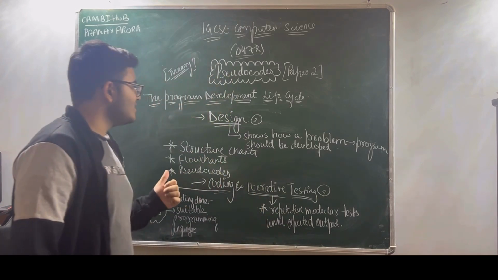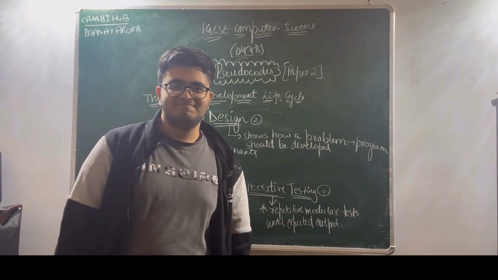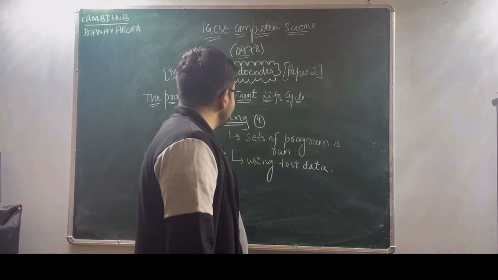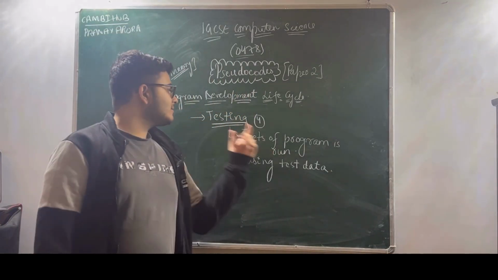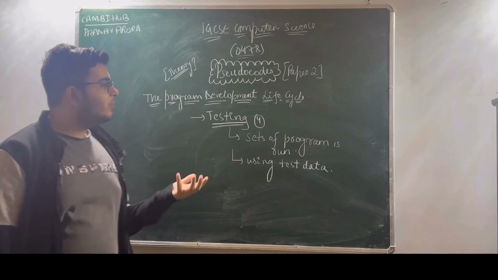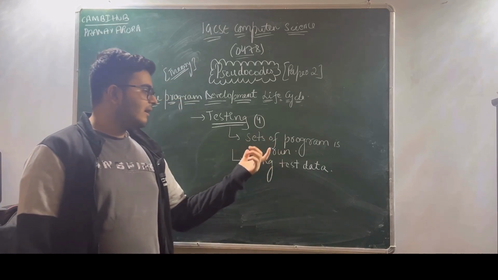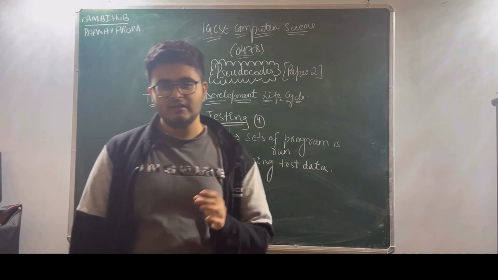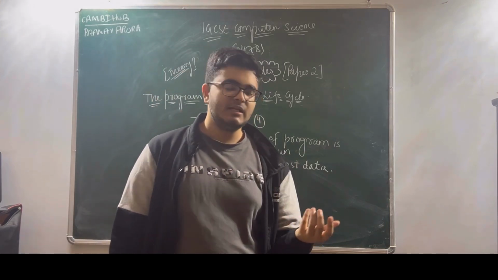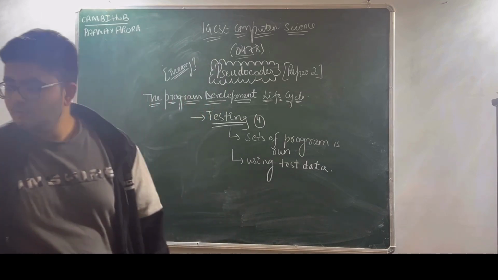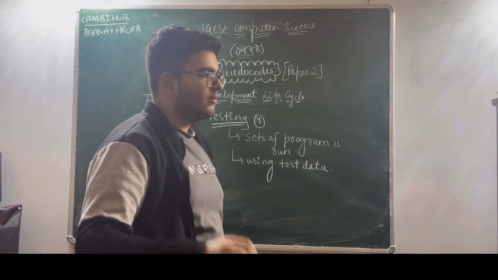Let's move on to the last stage, which is testing. Now, the last stage of the program development life cycle is called the testing phase. What do we do in this testing phase? A set of programs are run. So whatever program we have created, a set of these programs will be run using test data. What do we mean by test data? Suppose what my program does is, I'm writing a very simple program.